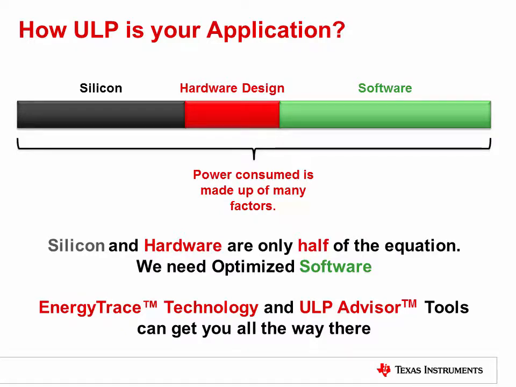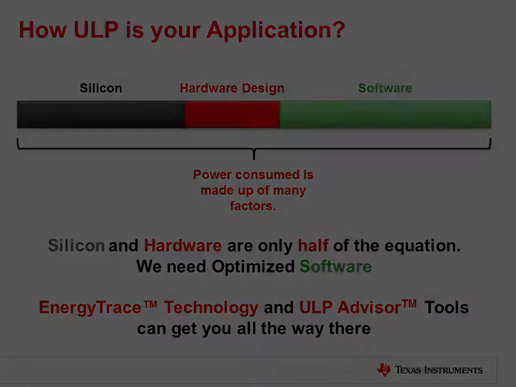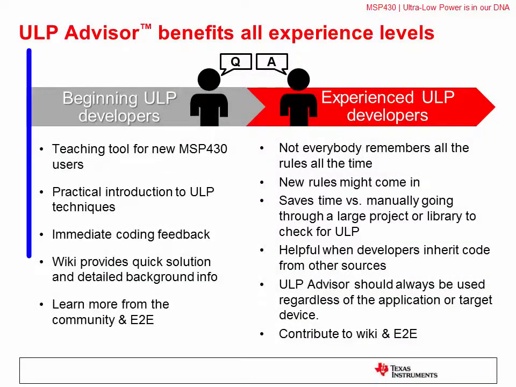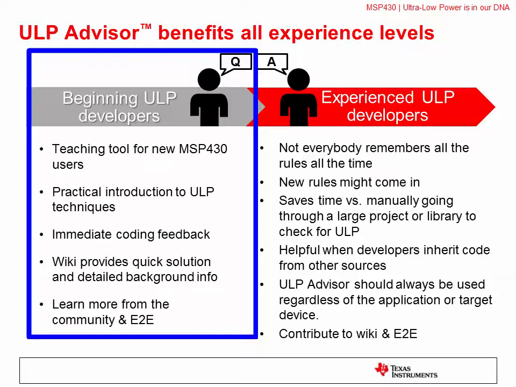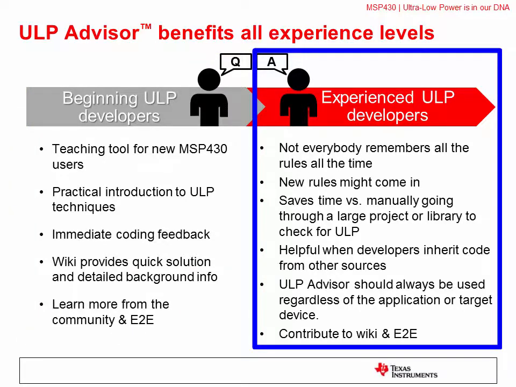You know, though, these tools aren't just for beginners. Sure, ULP Advisor is a fantastic tool for those developers just learning about ultra low power design. The compiler analyzes your code and provides immediate feedback. What a great way to learn! But, as any good tool should, it also helps those of us who are experienced ULP developers. Even the experts will forget to check their code practices sometimes. Or, there may be so much code that it's great to have an automated tool to help you work through all of it.